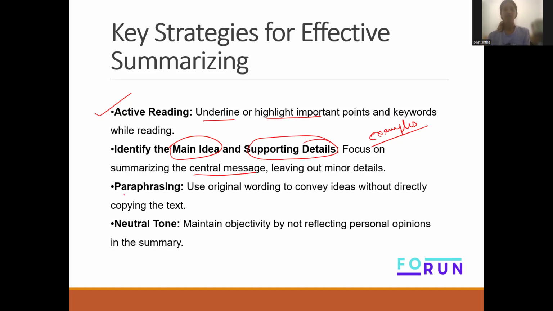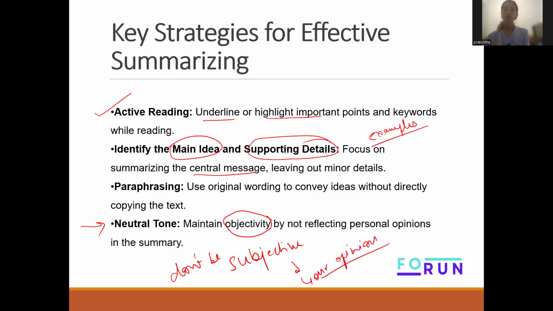Paraphrasing. Paraphrasing means that even if you need some help from the essay itself, write it in a different manner. Don't copy as it is. Write it in a different manner. And neutral tone. You need to be very objective, right? You cannot be subjective here. Subjective means your opinion. So it does not require your opinion or judgment. You have to be very objective and see what the essay said originally.